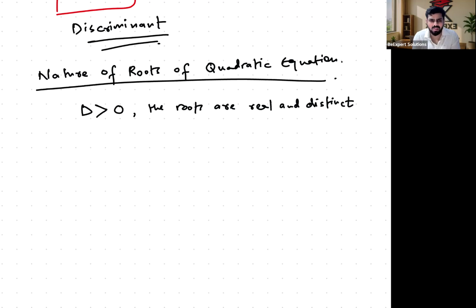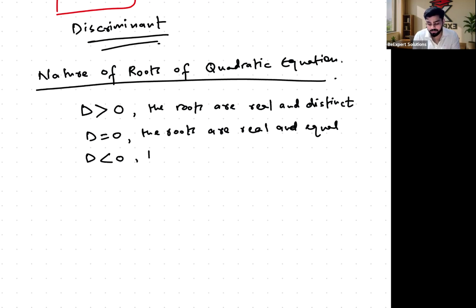When d is equal to 0, then we usually say the roots are real and equal. The roots are real and equal. And when we have d less than 0, guys, the value of d is less than 0, the roots do not exist, you can say. The roots do not exist, or the roots are imaginary. So this is what you need to keep in mind.